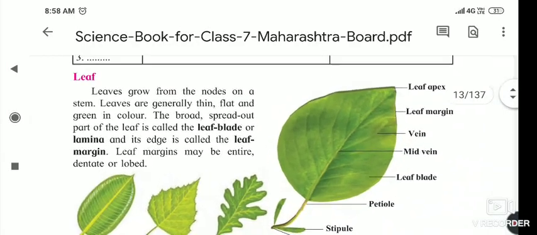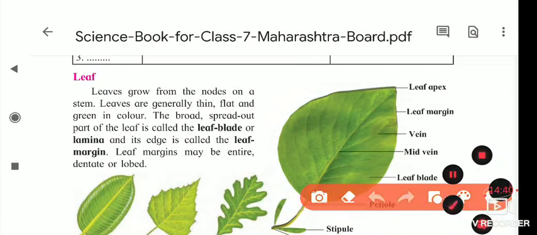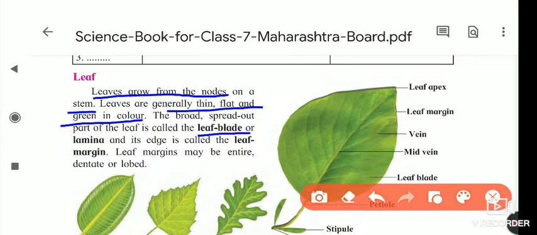After drawing the figure and names, we have to write the suitable explanation. Leaf grows from the nodes. Leaves grow from nodes on a stem. Leaves are generally thin, flat, and green in color. The broad spread out part of the leaf is called the leaf blade or leaf lamina. Its edge is called the leaf margin.